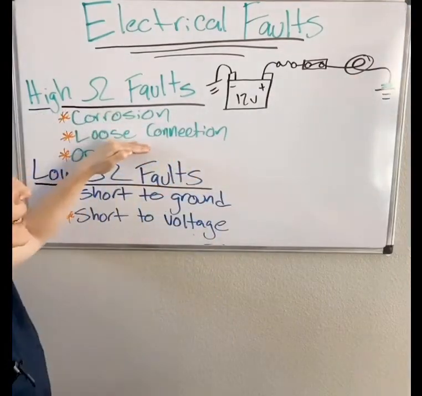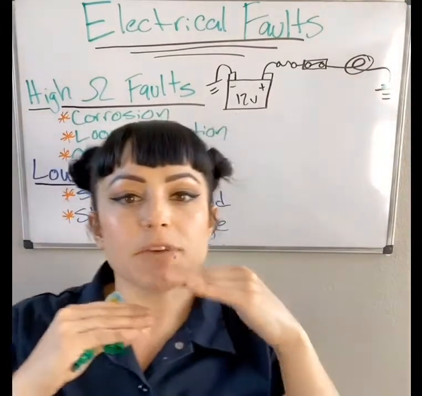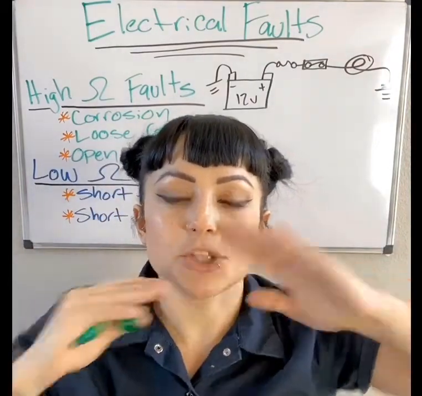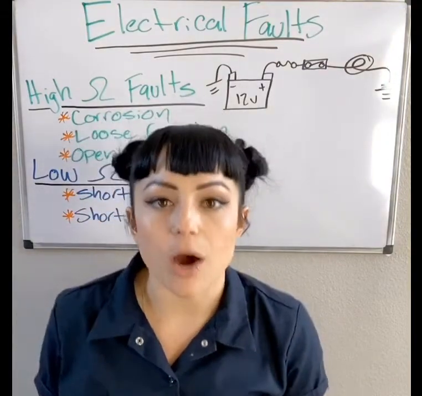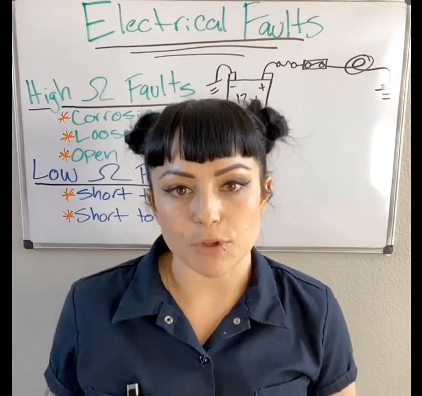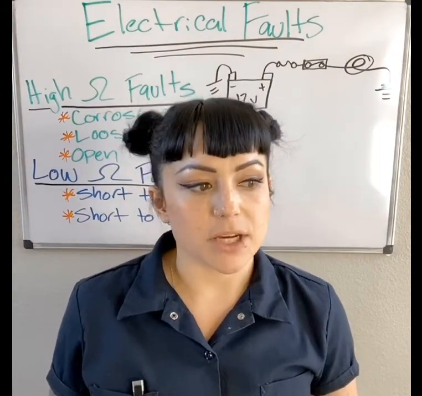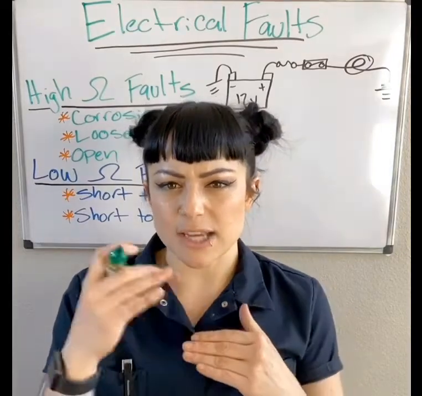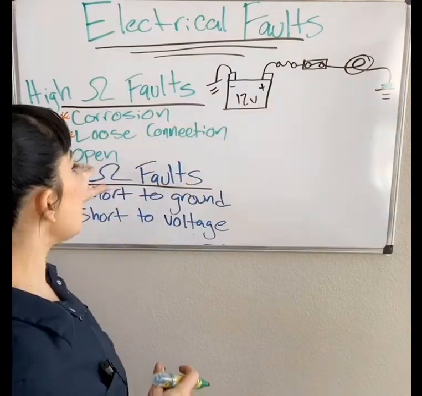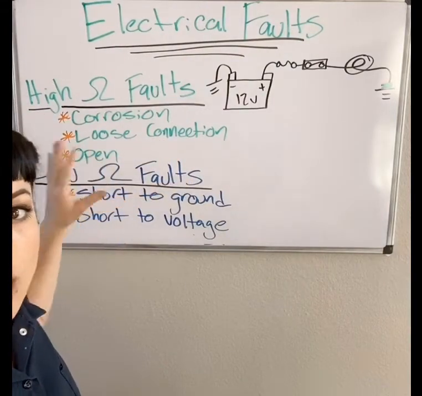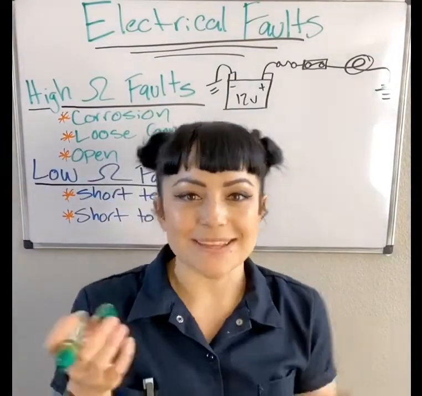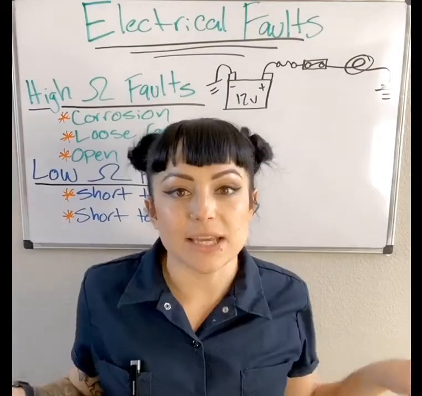A loose connection, meaning I don't have as good of a connection. Maybe my connection surface area was this much and now it's this much. You create a restriction, almost like a kink in a hose, and so you are going to limit the amount of amperage able to go through that circuit. There are a couple of different things that can also cause intermittent on and off issues, but loose connections can be high resistance faults. And then the ultimate high resistance fault is the one called an open. People like to use the terms open and short in the same category. They are so opposite, it's not even funny.